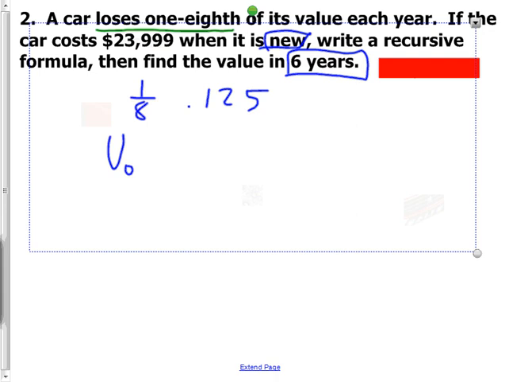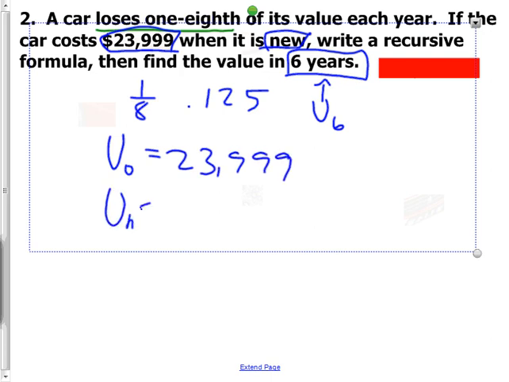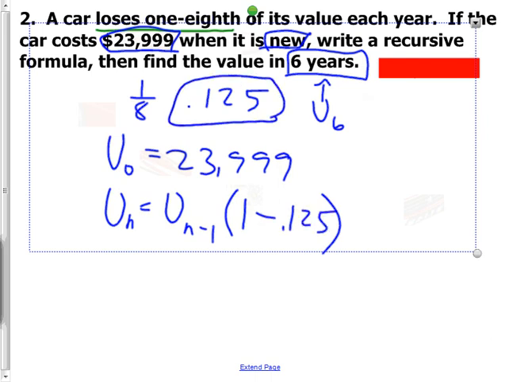This is why on real-world problems you need to start with U sub 0, because if you want the value in 6 years, that will then be U sub 6. If you had started with U sub 1, it would technically be U sub 7. You see how confusing that would be? So just always start your real-world problems with U sub 0. U sub 0 is the total at the beginning, right there, 23,999. And then U sub n is U sub n minus 1 times 1 minus 0.125. There's your formula.